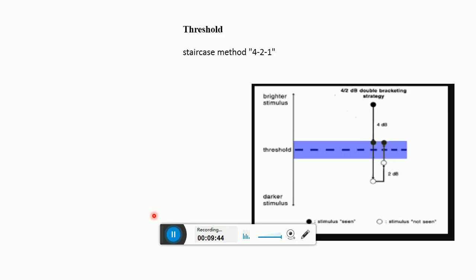There can be two ways to use this method. If the initial stimulus is not seen, then the intensity of the stimulus is increased by 4 decibel until it is seen. Once it is visible, the intensity is reduced by 2 decibel steps till it is again not visible. So increased by 4, decreased by 2.